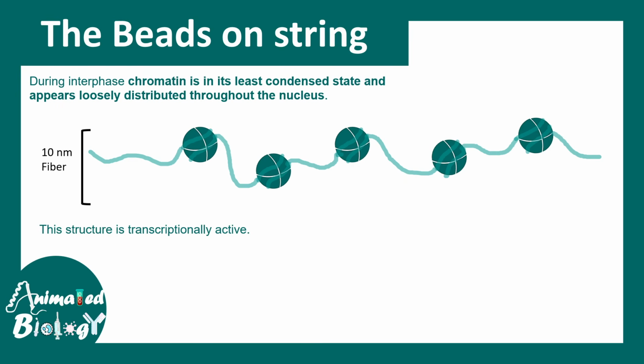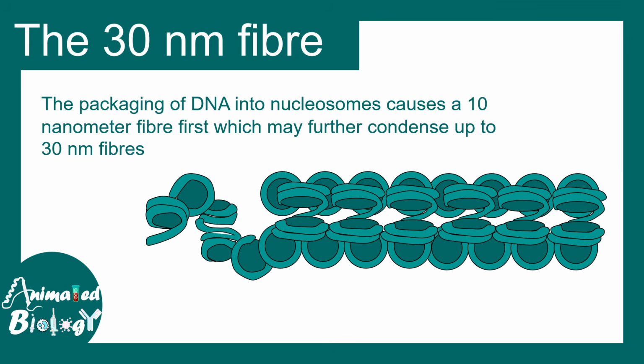Now the first level of organization is beads on string. So beads on string structures are found in the nucleus at the stage of interphase. They are 10 nanometer fibers, and this structure is thought to be, and also there are proofs that these structures are transcriptionally active. Then further packaging of these structures happens. Things start to package and condense, and it forms the 30 nanometer fiber.